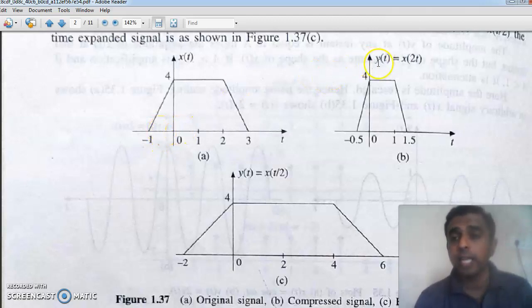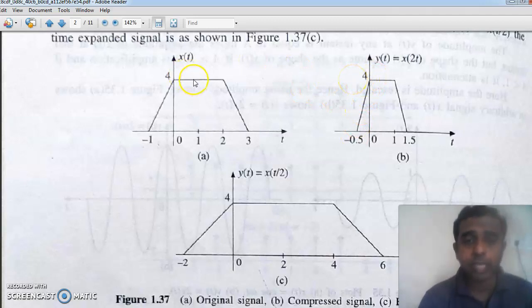If I take that as y of minus 0.5, then what happens? I'll get x of minus 1. At x of minus 1, I have a value 0. It's the starting point of my signal. So this point will come here. From that, 0 remains 0. Y of 0 is equal to x of 0. So this point is here and this point is also here. Just join these two points.